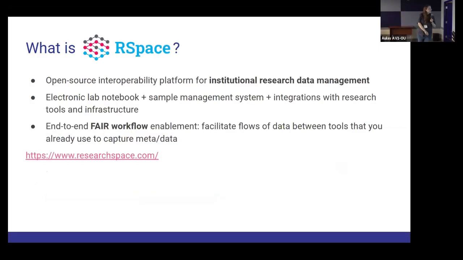Awesome. Yes, so what is RSpace? We are an open source interoperability platform for institutional research data management. So that's a lot of very long words. What does that actually mean? There's an electronic lab notebook component, there's a sample management system, and then there's all the integrations with tools that people already use and that exist in the research ecosystem. So rather than reinventing the wheel, we try to make sure that all those tools connect nicely in a FAIR workflow.